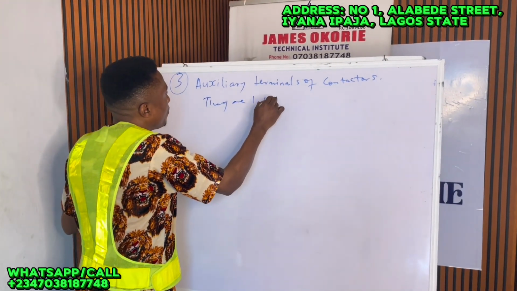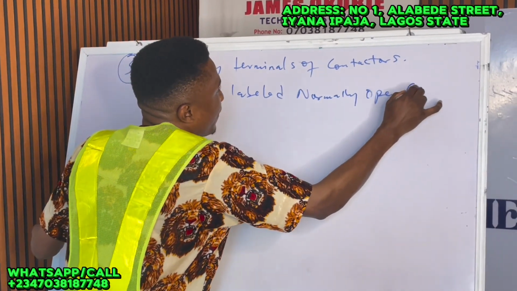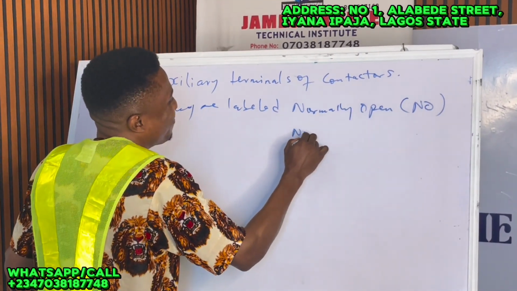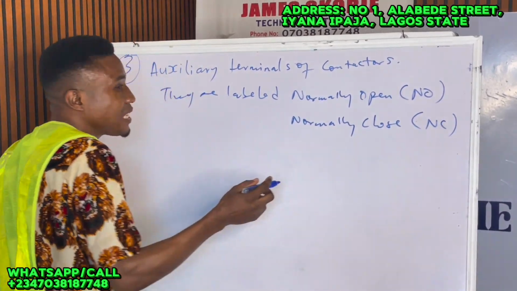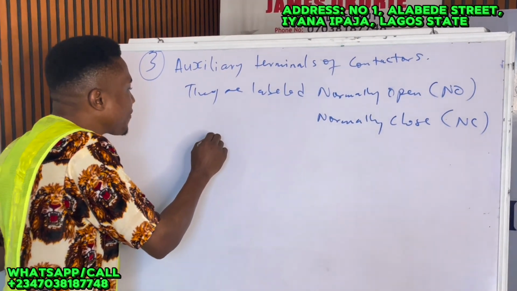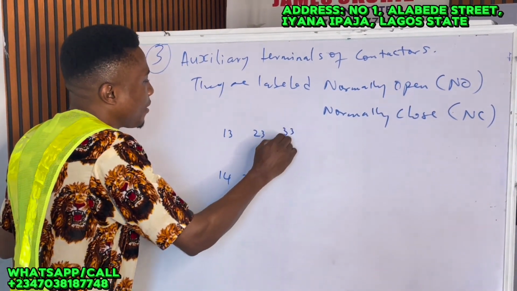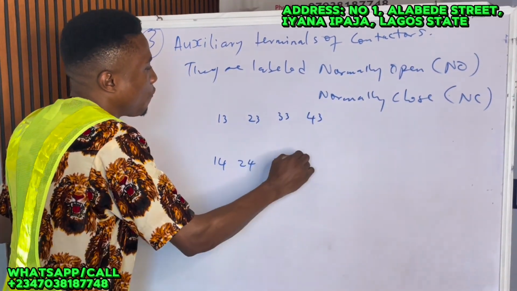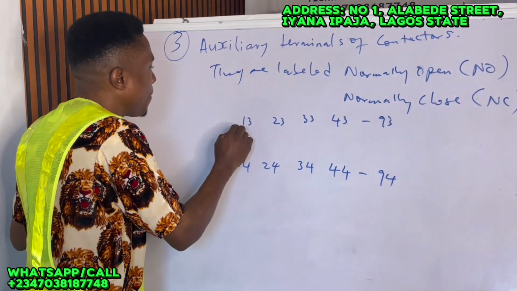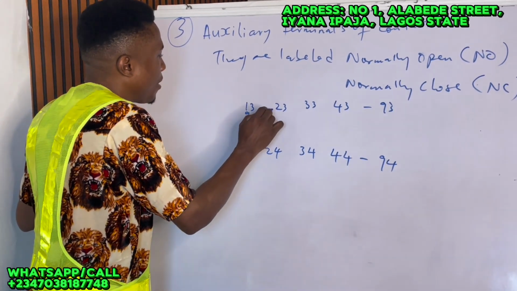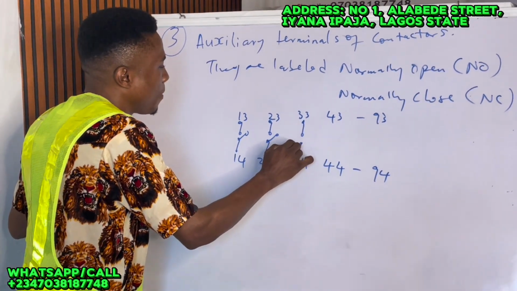They are labeled normally open, which is referred to as NO, and normally closed, which is referred to as NC. So when we say 3 and 4, what we mean is this. If we have 13 and 14, 23, 24, 33, 34, 43, 44, up to 93, 94, in, out, in, out, in, out.